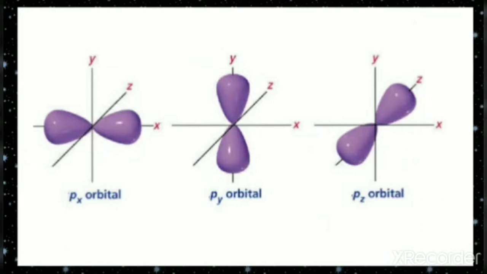When it is on the x-axis, it is called px. When this dumbbell is on the y-axis, it is called py, and if it is on the z-axis, it is called pz. So depending upon the orientation of p orbitals along the x, y, z direction, we have px, py, and pz orbitals.